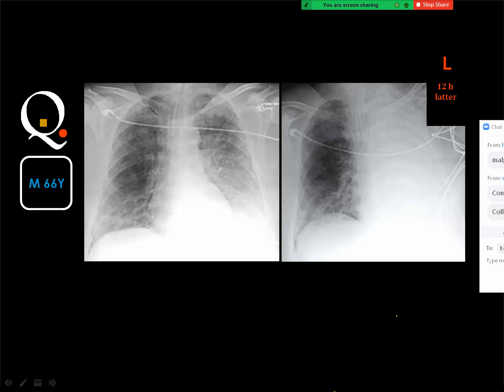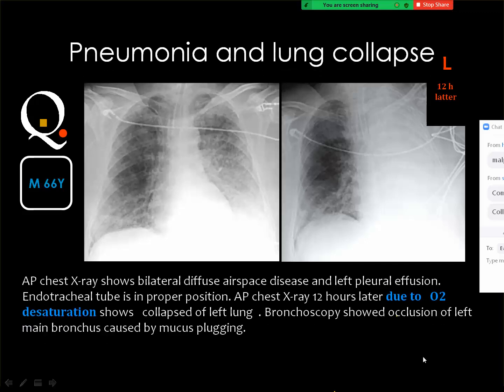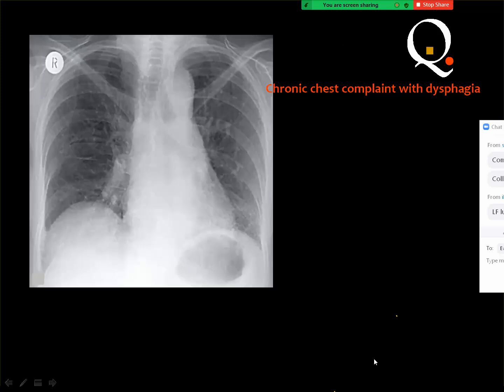opacified. This is right, it's complete collapse, and whenever this collapse occurs in hours and resolves in hours also, you consider mucus plug. And this is important in intensive care patients, and you got some mucus plugging of one of the main stem bronchi, and this will result in collapse, and this will resolve after resolution of the plug. Then this patient had a chronic chest complaint with dysphagia.